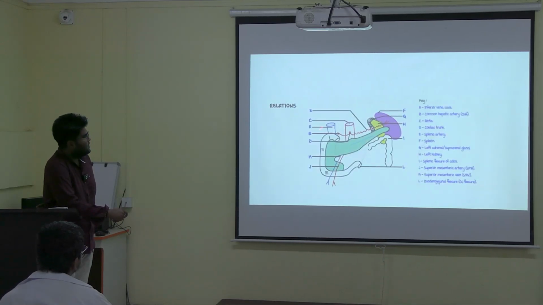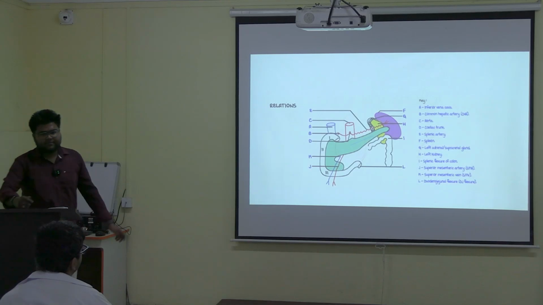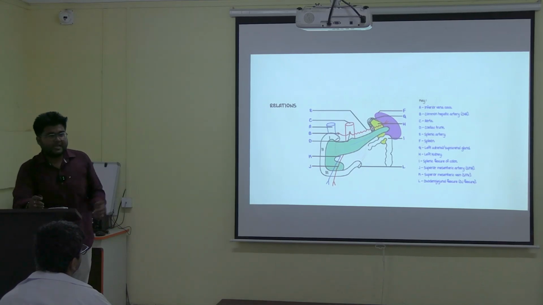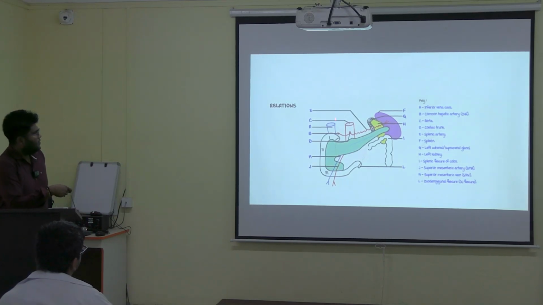Okay, so by looking at this picture you can easily write the relations. First, the head is related: superiorly is the first part of the duodenum, the lateral part is the second part, and the inferior border is the third part of the duodenum. There are two surfaces, anterior and posterior. The anterior surface is related to the transverse colon and mesocolon, and the posterior surface is related to the inferior vena cava. This is the inferior vena cava.